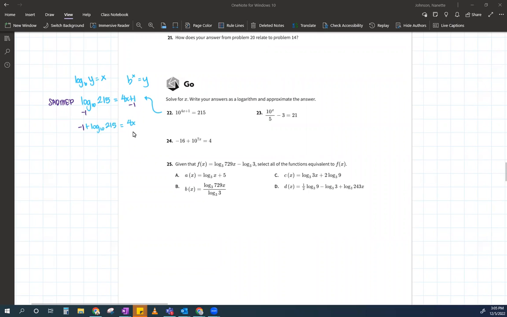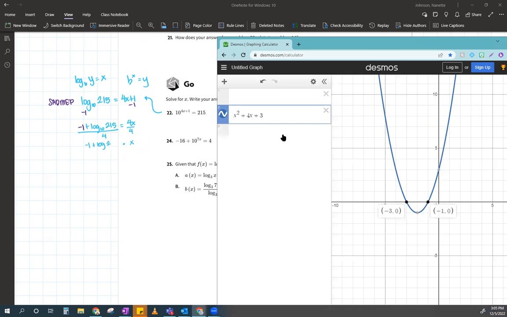So then I'm going to just divide by 4. And the 4 goes over the whole entire thing. So that's what x is equal to. It's equal to this number, -1 plus log of 215 all over 4, which is approximately, let me just plug that in here. So we're going to put parentheses for my numerator, -1 plus log 215. Again, I don't have to use base 10 because that's what log is in. And then divide that whole thing by 4. So it's approximately 0.33.